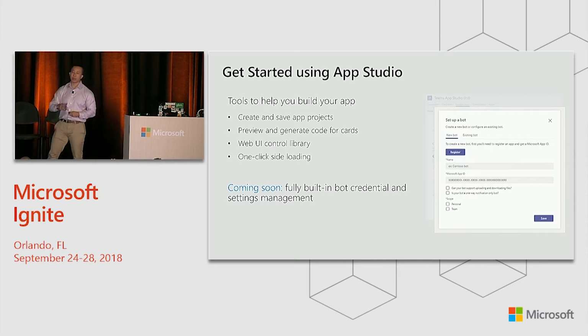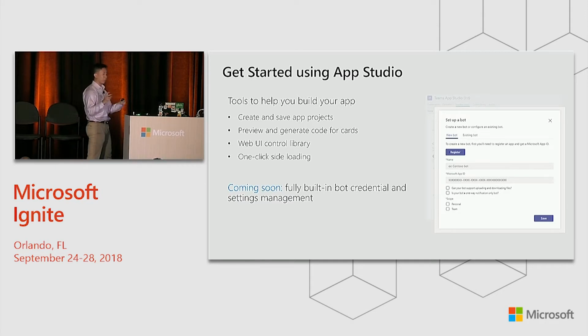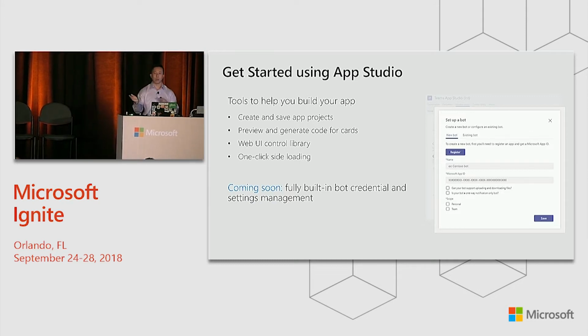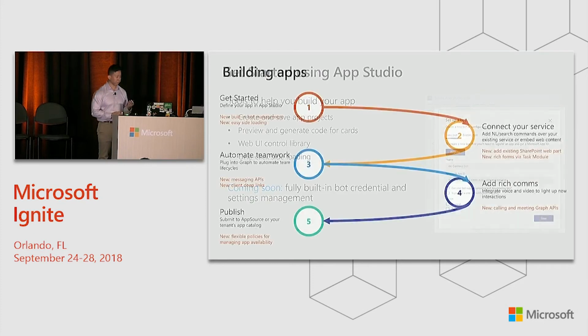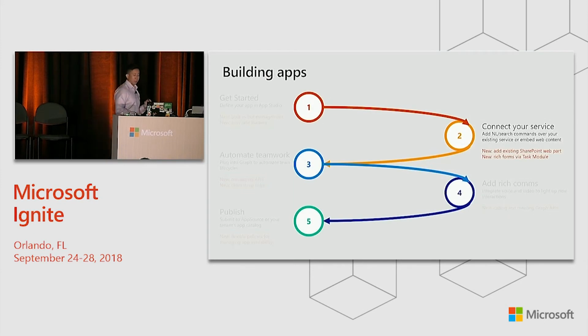So I'll show later a more fully formed example, but in the past, if you wanted to bring your existing bot into Teams, you had to bring in the bot ID, and it was a lot of manual copying and pasting of values. From App Studio, you're going to be able to register and manage your bot application in AAD directly from that experience. So you actually won't even need to go back and forth and copy and paste IDs and credentials. So we'll go to the next step, connecting your existing service.